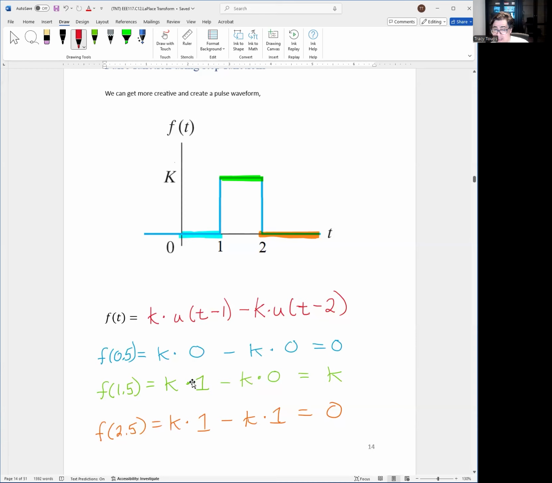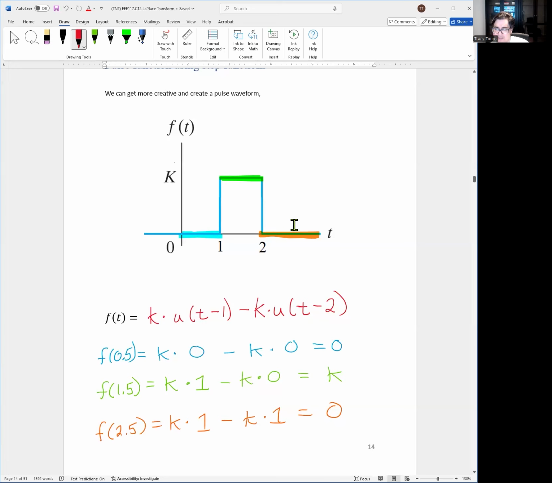So we now have k times 1. We're going to subtract k times u of t minus 1. Let's put 1.5 into t right here. 1.5 minus 2 is still negative 0.5. So we have a negative number inside the step function. It's going to still be 0. So from 1 to 2, notice we have k times 1 minus k times 0, which nets us a positive k value. So we're up top here.